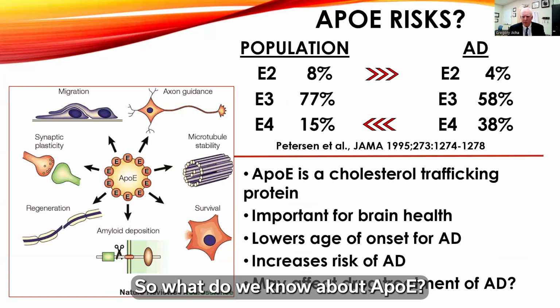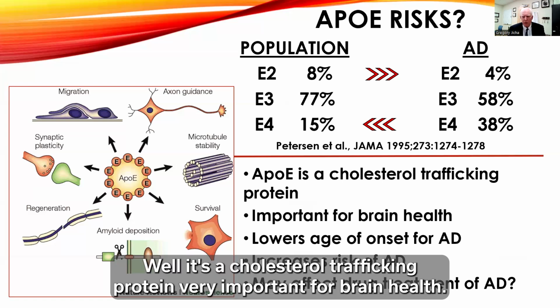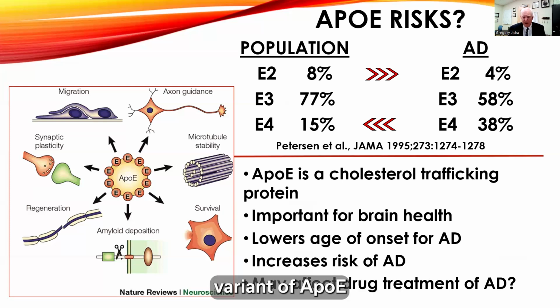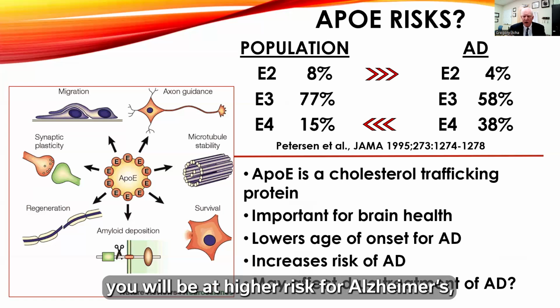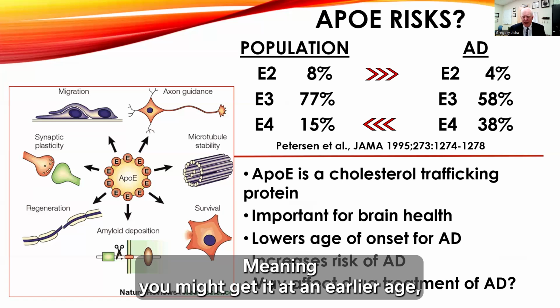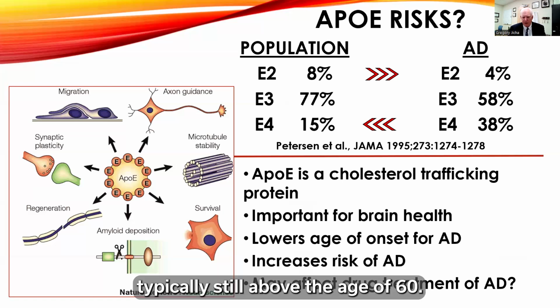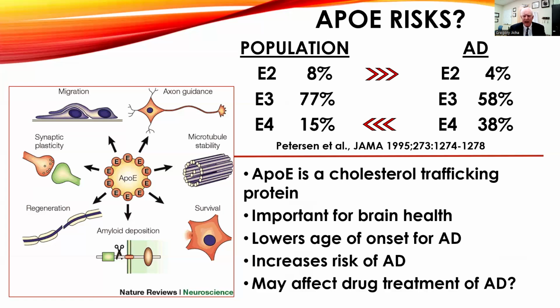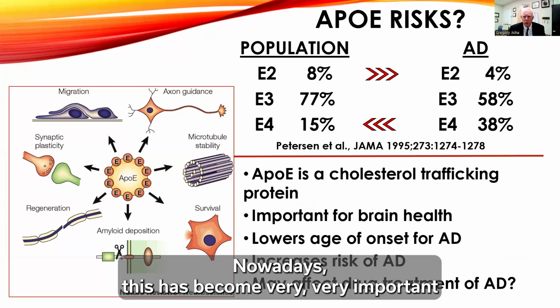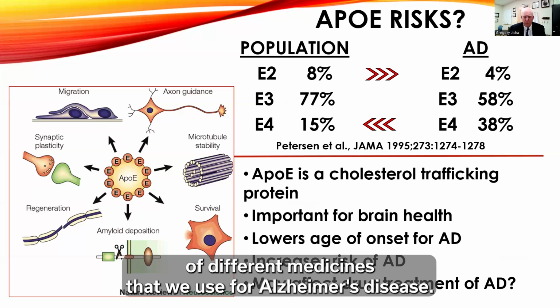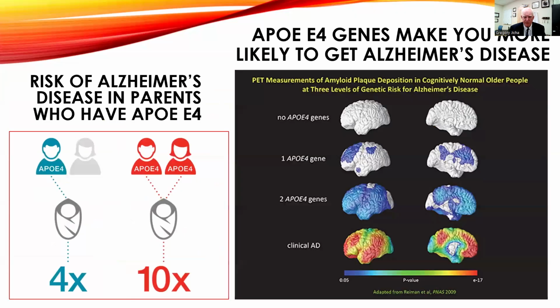So what do we know about ApoE? Well, it's a cholesterol trafficking protein, very important for brain health. And if you get a copy of the E4 variant of ApoE, you will be at higher risk for Alzheimer's, meaning you might get it at an earlier age, typically still above the age of 60, and you may be more likely to get it. Nowadays, this has become very, very important because it may affect the risks and or benefits of different medicines that we use for Alzheimer's disease.